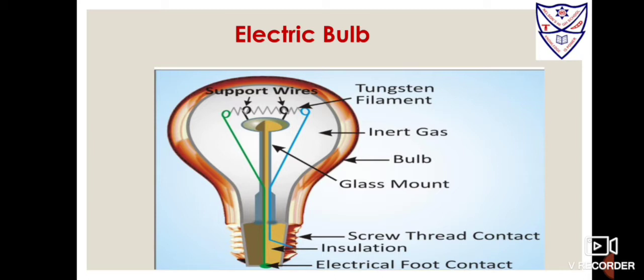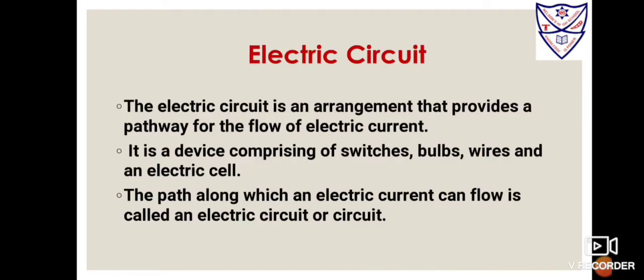The metal tip at the center of the base and the metal casing at the lower end act as the terminals of the bulb. These two terminals of the bulb are fixed in such a way that they do not touch each other. Students, when an electric current is passed through the filament of the bulb, the filament becomes hot and emits light.